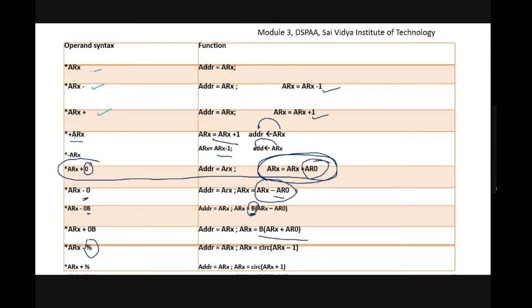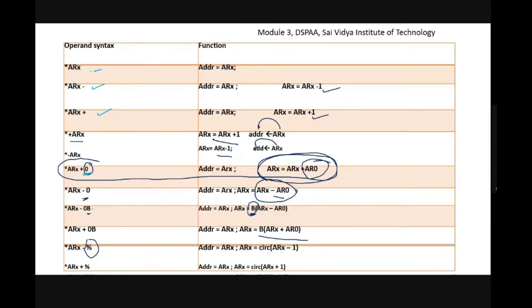Here it is pre-increment, pre-decrement. Before loading, you have to perform the increment operation in this case, and the decrement operation in this case, then you have to copy that to the address location. If 0 is there, I told you in the beginning, it acts as an index register. So *ARX+0 whenever it is there, since address is equal to ARX, then ARX is equal to ARX plus AR0. Addition of AR0 will take place. If it is minus 0, then subtraction of AR0 will take place.